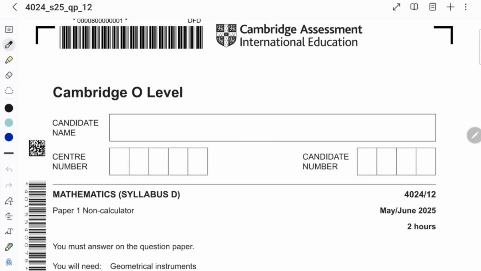In today's video, we'll be solving O-Levels Mathematics 4024 Paper 1 Variant 1 of May-June 2025. This is the non-calculator paper, so we'll focus on clear step-by-step methods to solve each question.